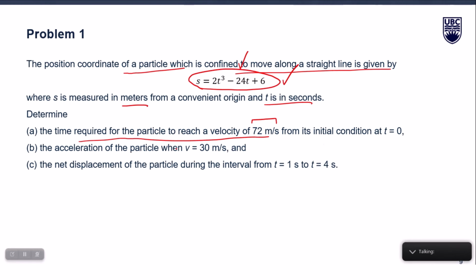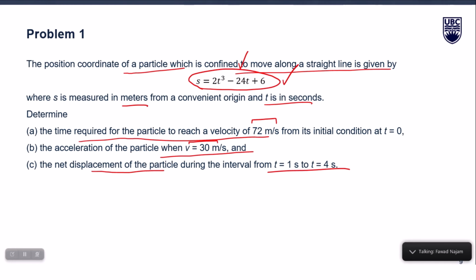Similarly, the second part is that you are required to determine the acceleration of the particle when velocity was 30 meter per second. So again a given velocity is there, but you are now required to determine the acceleration when the velocity was 30 meter per second. And lastly, you are required to determine the net displacement of a particle between two different time intervals, t equal to 1 up to t equal to 4 seconds, right?